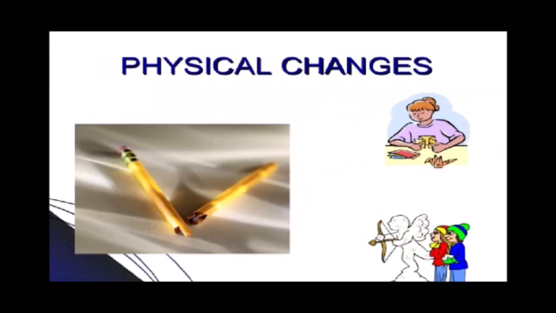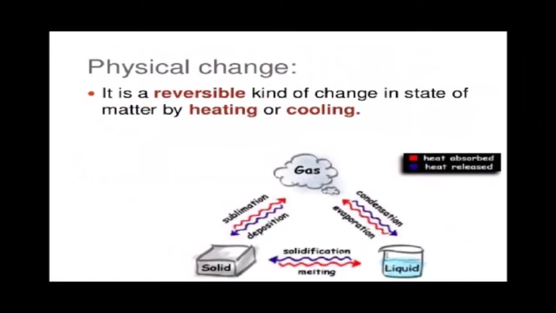Physical changes. Physical, which is visible with your naked eyes. Physical change is a reversible kind of change in the state of matter by heating or cooling. You can see in the picture the liquid, the solid, the gas. The solid, liquid and gas in the picture are undergoing condensation, evaporation, melting, solidification, sublimation, and deposition. We will be learning that in detail.